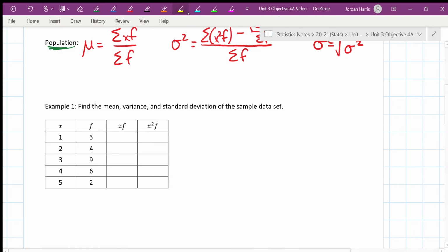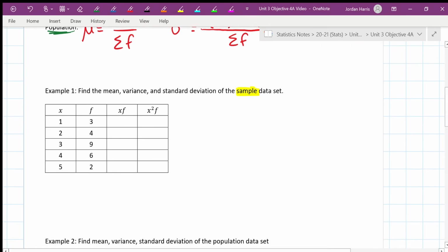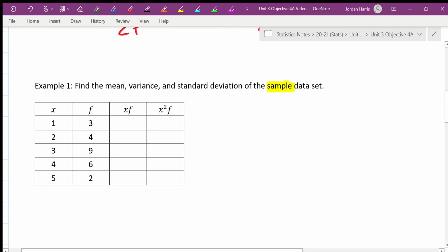All right, so first one, we have sample data. Okay, first thing you do, makes things a lot easier, is to actually fill out the table. So we have all the data points and the corresponding frequencies. Then I add on 2 columns, x times f, multiply x times f. So 3, 8, 27, 24, 10. Just multiplying them, okay? Then the other column we add is x squared times f.